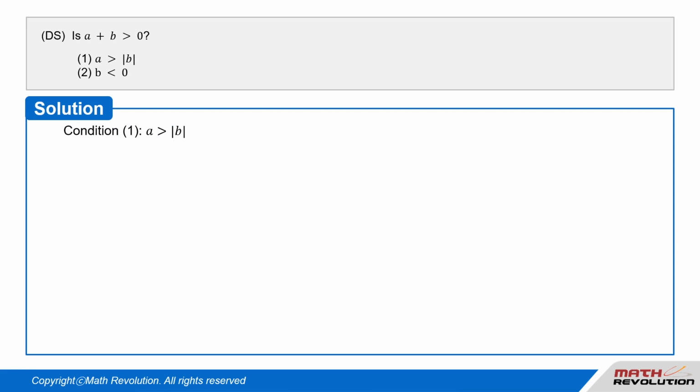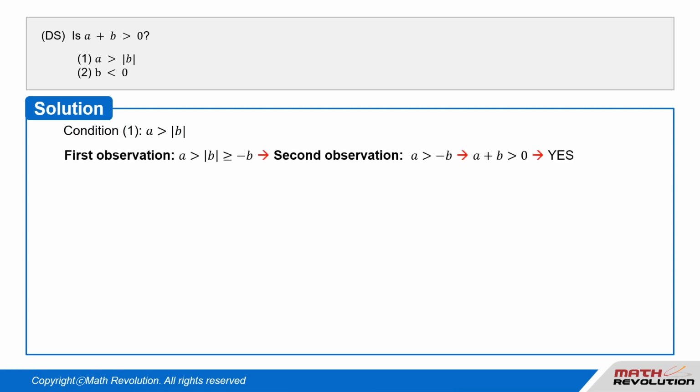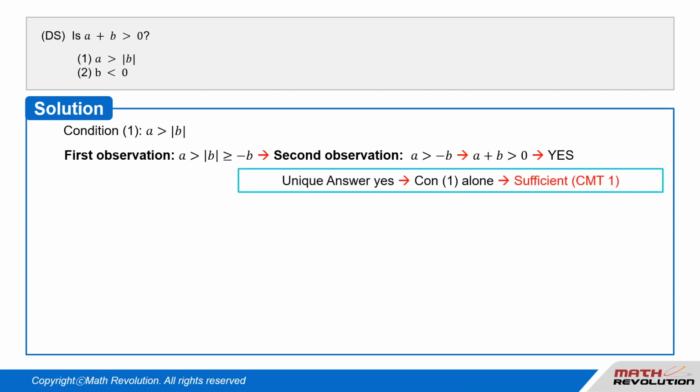Condition 1 tells us that A is greater than absolute value of B. So by the first observation, A is greater than absolute value of B, which is greater than or equal to negative B. And by the second observation, A is greater than negative B, or A plus B is greater than 0, or yes. The answer is unique, yes, so the condition is sufficient by the common mistake type 1, which means that the answer must be in terms of a unique yes or no.